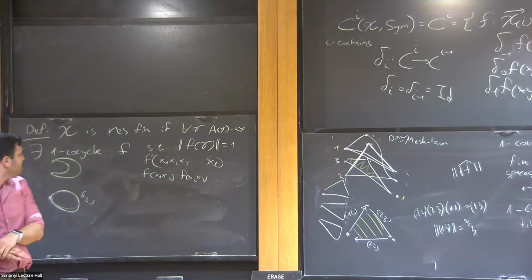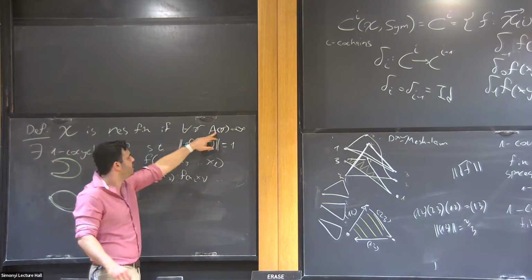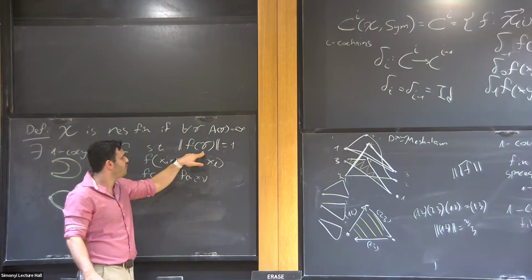Why does the existence of such a one cochain imply that A gamma is infinite? My claim is that whenever A gamma is finite, the norm of f of gamma is 0.